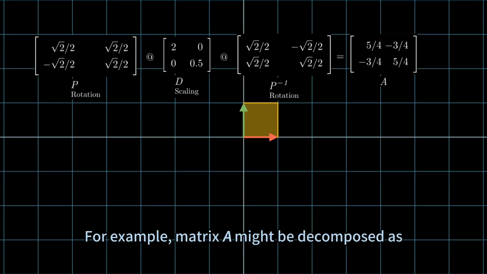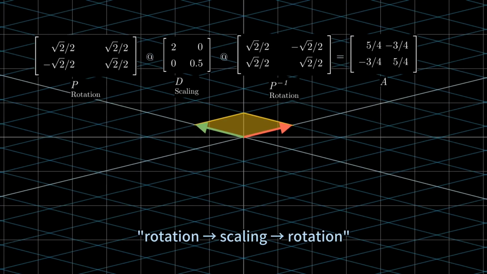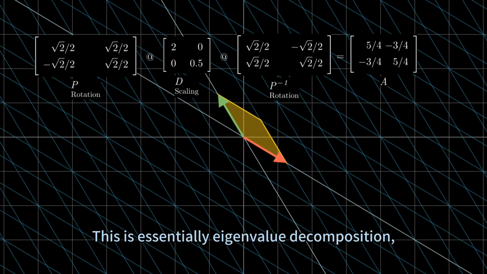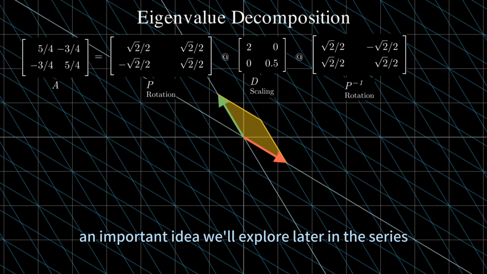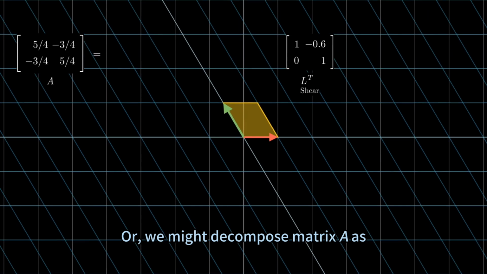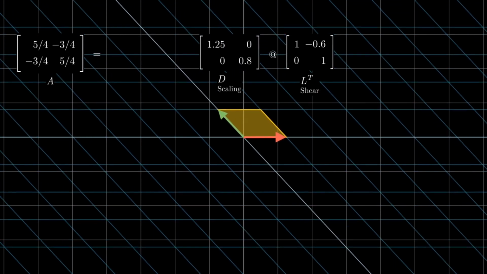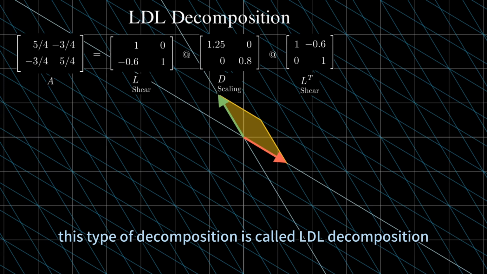For example, matrix A might be decomposed as rotation, scaling, then rotation. This is essentially eigenvalue decomposition, an important idea we'll explore later in the series. Or we might decompose matrix A as shear, scale, then shear. This type of decomposition is called LDL decomposition.